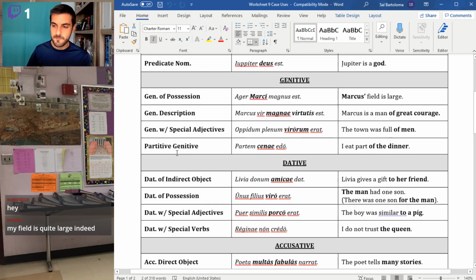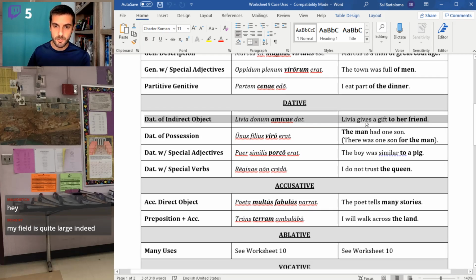Partitive means I'm dividing it up. So I don't eat all of my dinner. I eat part of my dinner. So of is a very common word when you're translating the genitive case. Sometimes you get the apostrophe s, but a lot of times it's the word of.